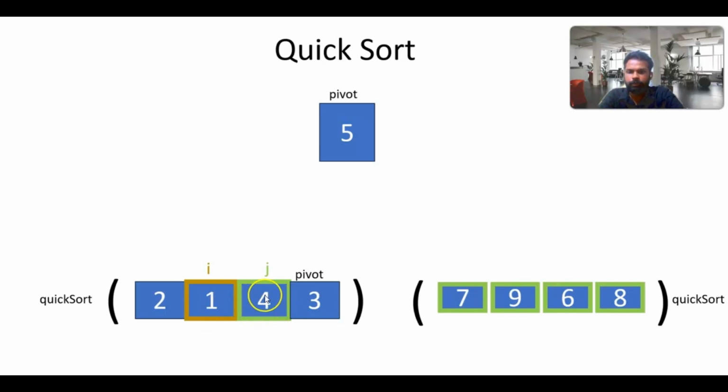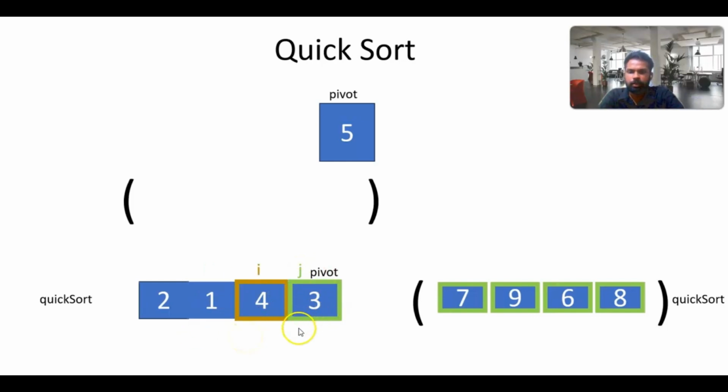Okay, then we again increment j by 1. So the pivot element now becomes the j value. And then we increment i by 1 and then we swap the values of i and j.